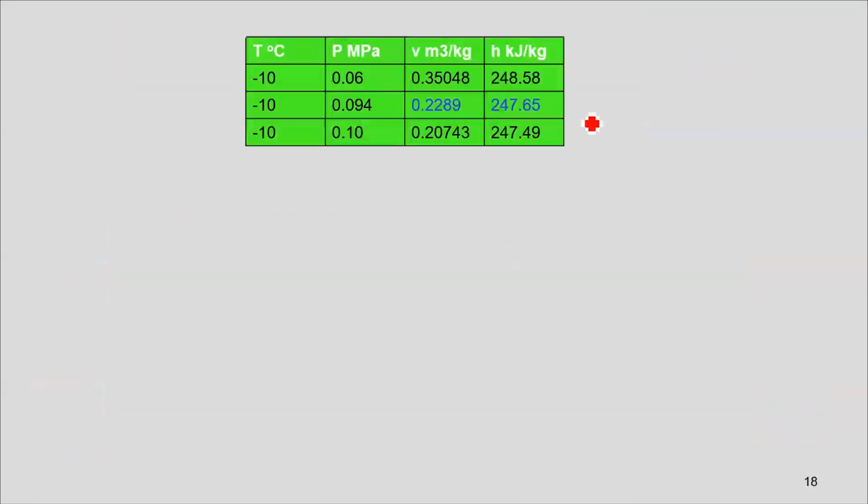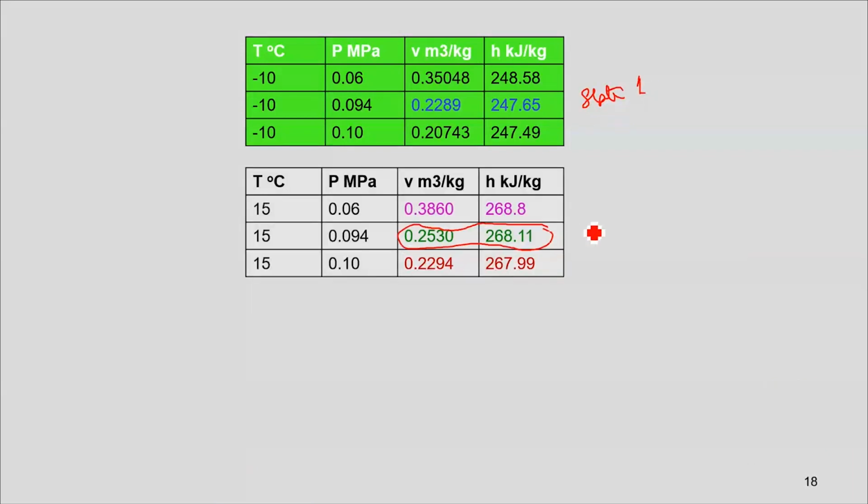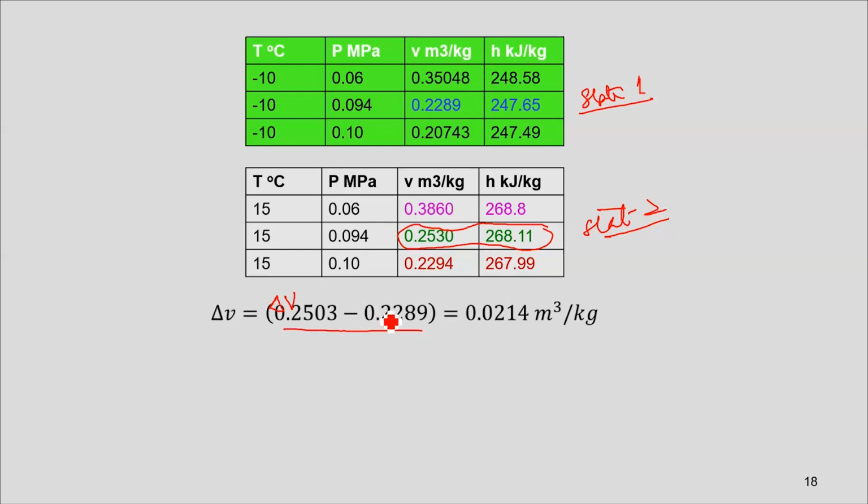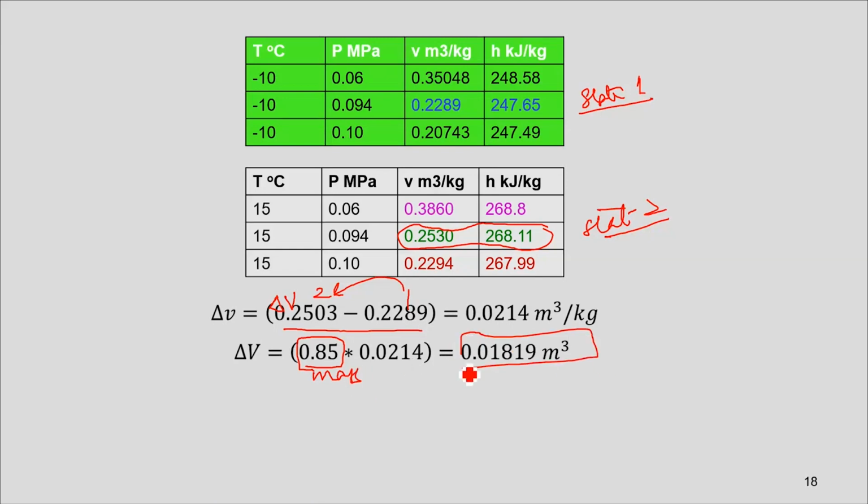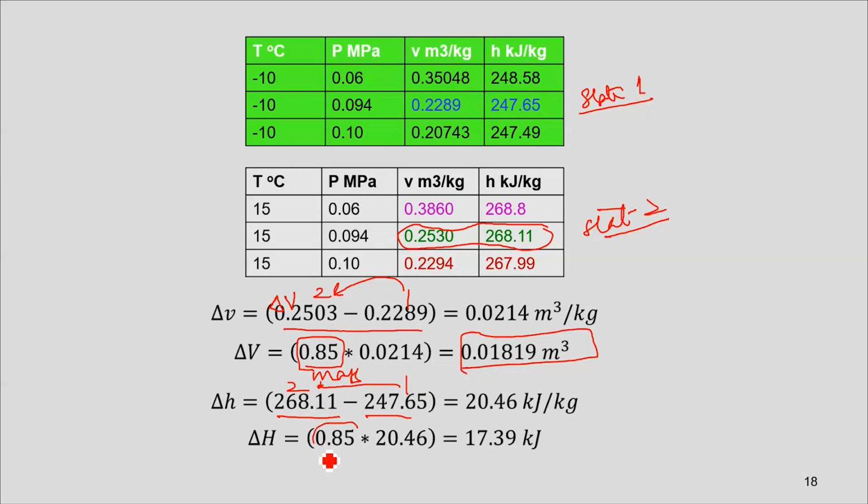Now once you have the properties for state 1 and the values for state 2, what you have to do is, initially you need the difference in specific volume as your system moves from state 1 to state 2, and you just multiply it with the mass given to you in the statement. This would give you the change in volume. Similarly, you'll find out the difference between the enthalpies as your system moves from state 1 to state 2 and multiply it with the corresponding mass. This would give you the change in enthalpy as your system moves from state 1 to state 2.